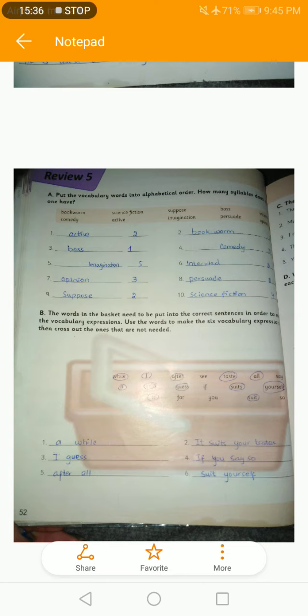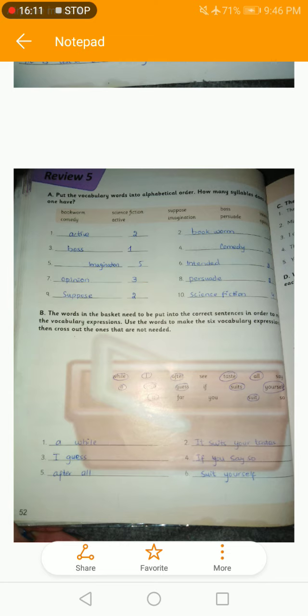Here we have 3 syllables. Intended. Then the seventh one, opinion. In opinion we have 3 syllables. The eighth one is persuade. Here we have 2 syllables. Then the ninth one is suppose. Here we have 2 syllables. Then the tenth is science fiction. Here we have 4 syllables. So these are the answers for exercise A.